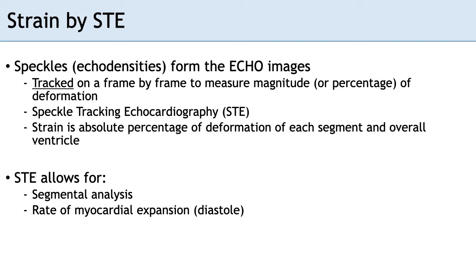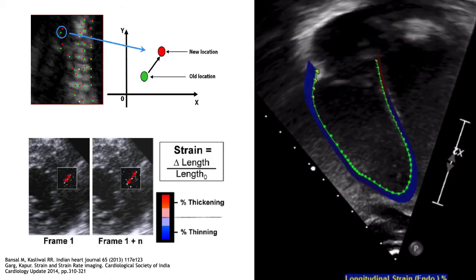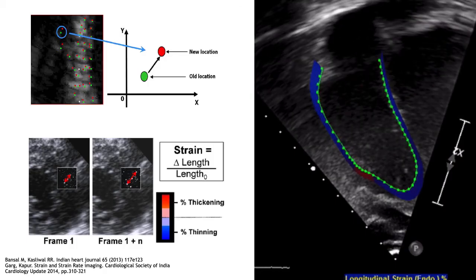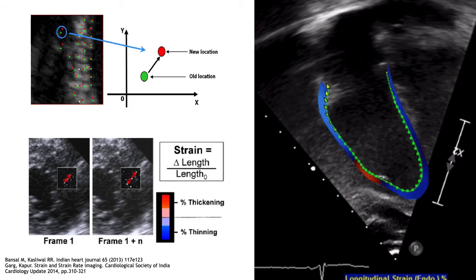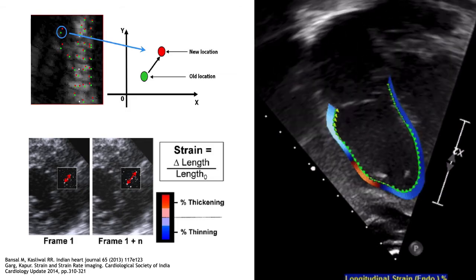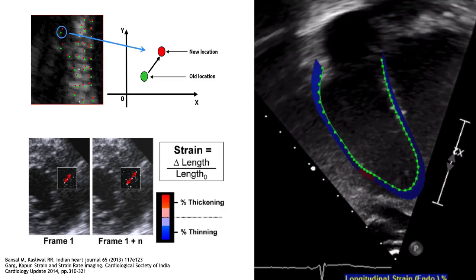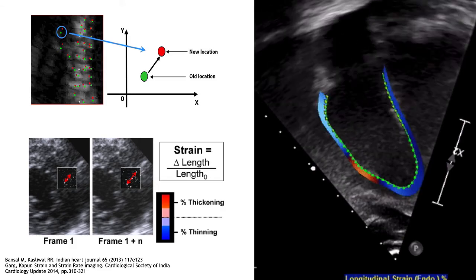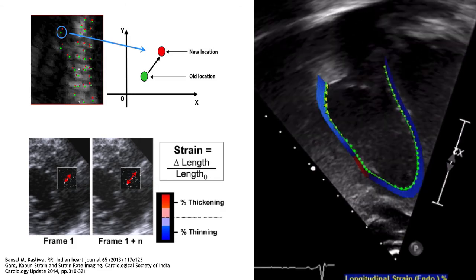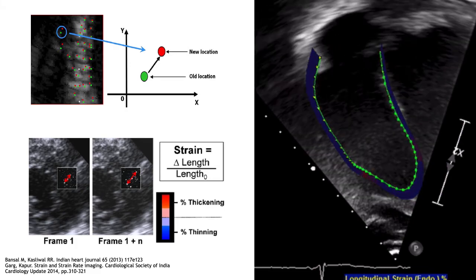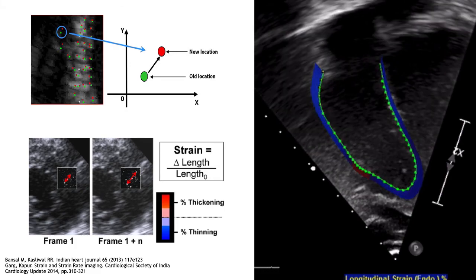And you can use that to measure segmental analysis or rate of myocardial expansion in diastole, for example. You can use it for rotation assessment of the LV. So here, this is an example of a right ventricle in which we have measured at the level of the endocardium both the RV free wall and the septum. And what you can see is that you track the pixel from the old to the new location, and you're able to assess how much of that length changed in time.